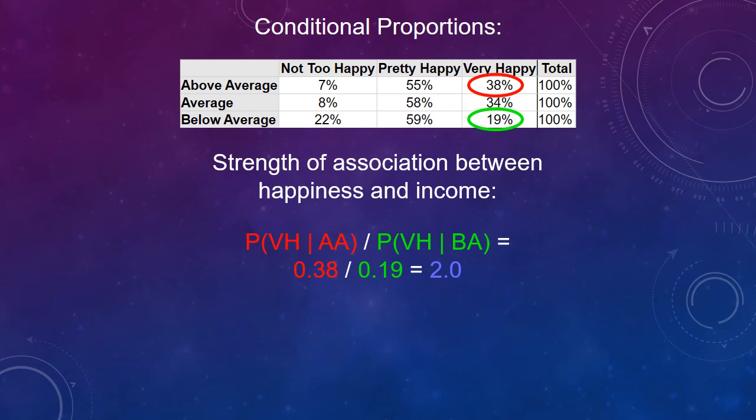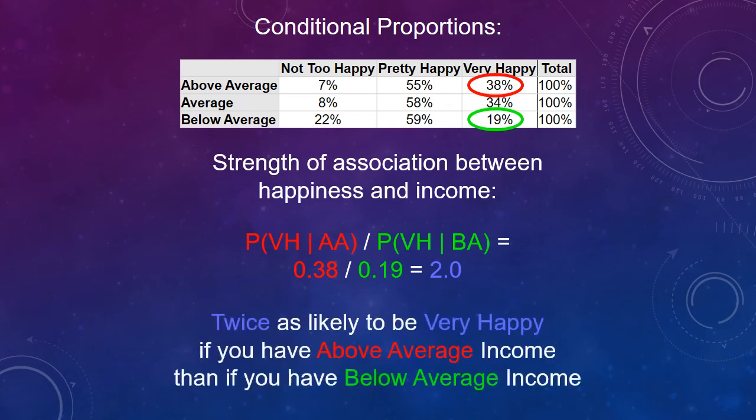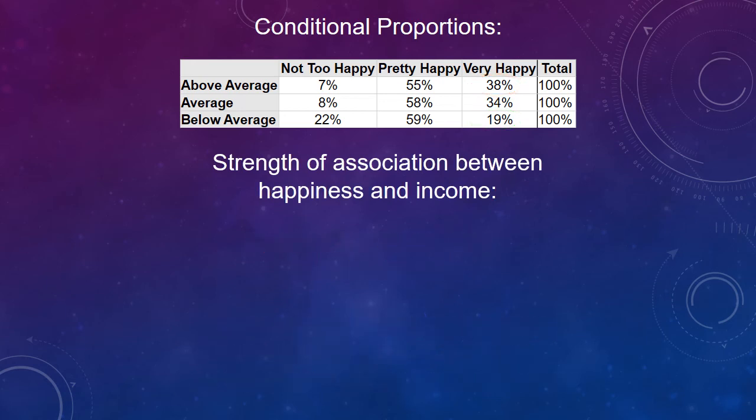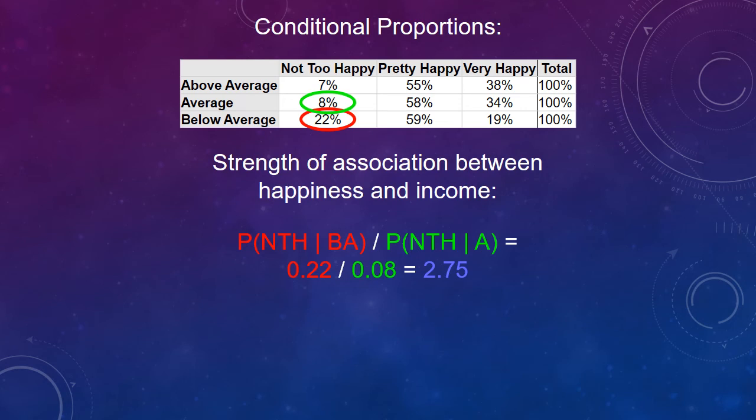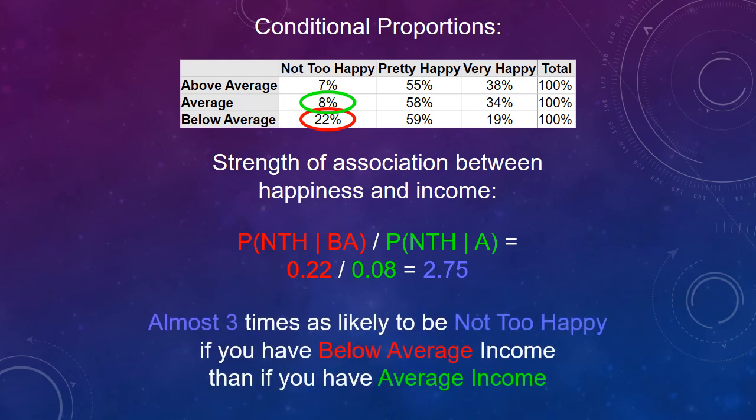Here are the conditional proportions for our happiness and income example. Let's look at the strength of association between happiness and income for people who are very happy. The proportion of people who have above average income and are very happy is 38%, and the proportion of people who are below average income and are very happy is 19%. So we can take the ratio of these two, 38% divided by 19%, that's 2.0. That means that you're about twice as likely to be very happy if you have above average income than if you have below average income.